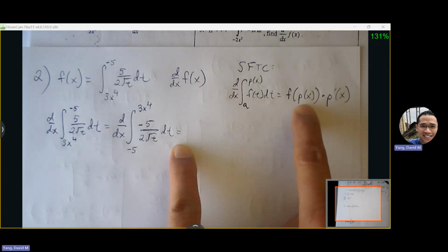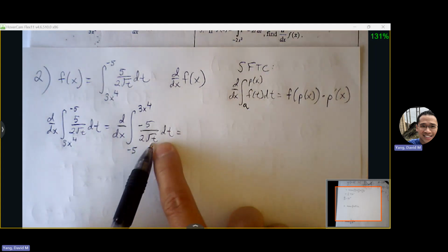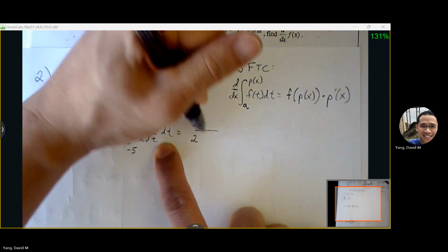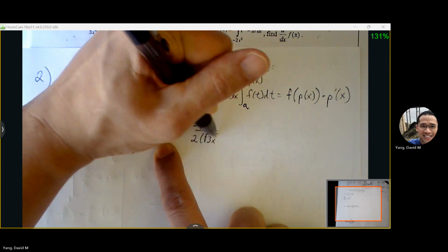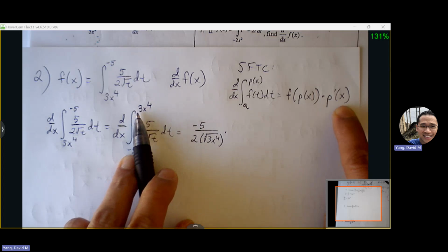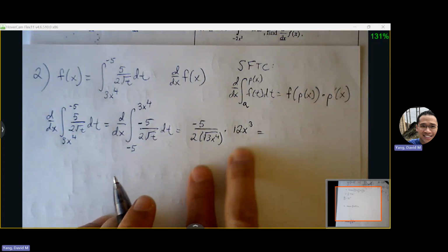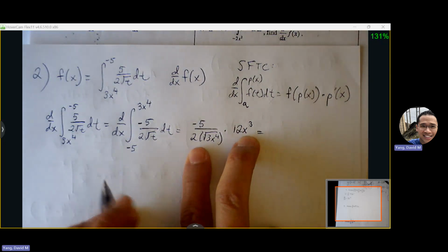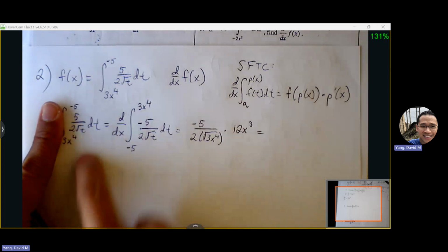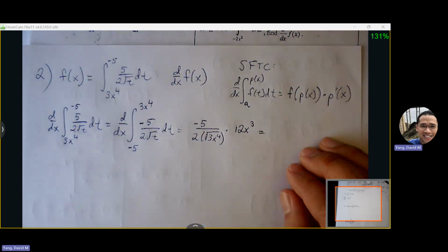The rule says f of g of x, which means take the upper bound, insert it into the variable of the function. So take the 3x to the fourth, plug into everywhere you see the t. Times the upper bound's derivative, 3x to the fourth becomes 12x cubed. So we would much prefer going through this much faster method than having to get this ready for power rule, bring that root t up, get it ready for power rule, plug in the upper and lower bound, clean that up, and then take the derivative, right? That would take a lot longer.